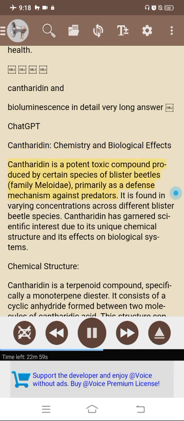Chemistry and biological effects. Cantharidin is a potent toxic compound produced by certain species of blister beetles, family Meloidae, primarily as a defense mechanism against predators. It is found in varying concentrations across different blister beetle species. Cantharidin has garnered scientific interest due to its unique chemical structure and its effects on biological systems.